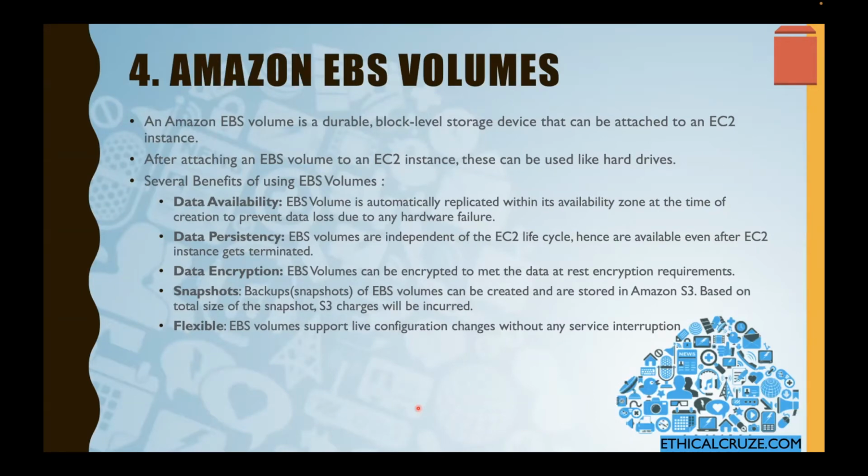Second one is data persistency. As we already discussed, EBS volumes are independent of the EC2 life cycle. So even if the EC2 instance goes down, the data present in the EBS volume will remain, and we can reuse that data within another EC2 instance. That's why we call this data persistency. Third is data encryption. That is also a feature. If you want to encrypt whatever data you are storing, you can use the data encryption feature provided by Amazon.